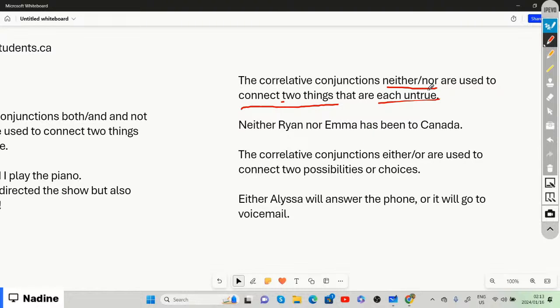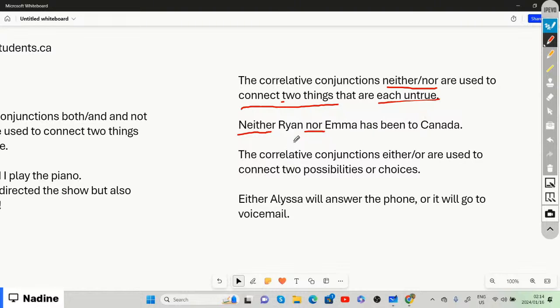All right. So neither Ryan nor Emma has been to Canada. So there we have our word neither nor, which means that they've never or not yet. So the correlative conjunction neither nor is used to connect two things that are not true, meaning that they have not been to Canada.